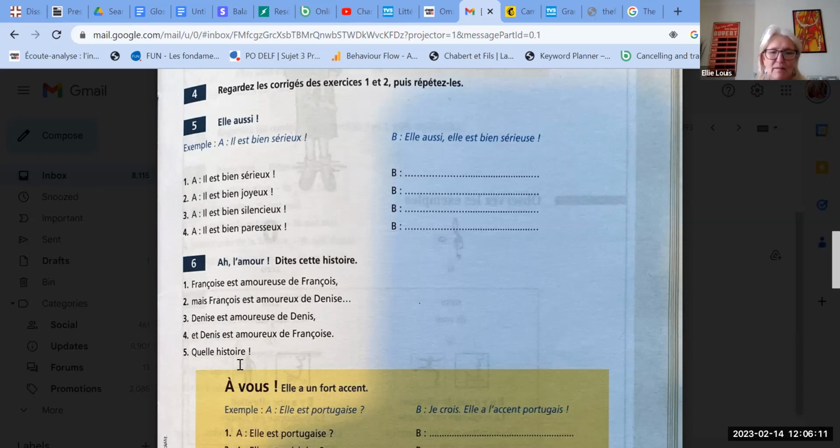Quelle histoire. And actually, that's quite useful to note, because it's very often in French that there's a masculine name and a feminine name, like we have François, Françoise. And of course, if you were to call someone by the other one, it would be a bit confusing. So we know straight away that François is masculine, Françoise is feminine.